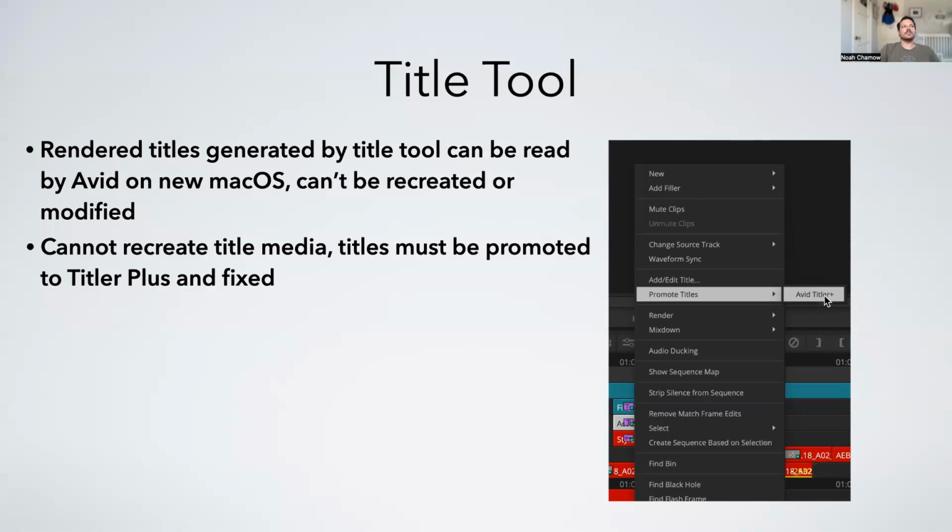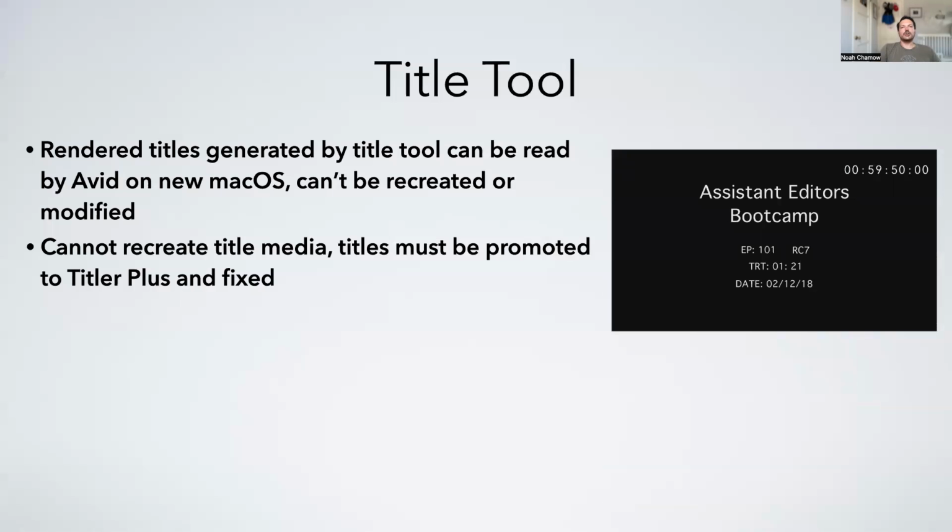Actually, I'll tell you what happens first. So if you have titles that, let's say, look like this, and you promote them to Titler Plus, what you'll end up with is something that looks completely different. And the reason for that is that Title Tool and Titler Plus deal with spatial organization completely differently. And so for the most part, what's going to come over is not so much the way that the titles looked or the organization, but the text. And because of that, you'll kind of have to go in and fix the titles once you upgrade them.